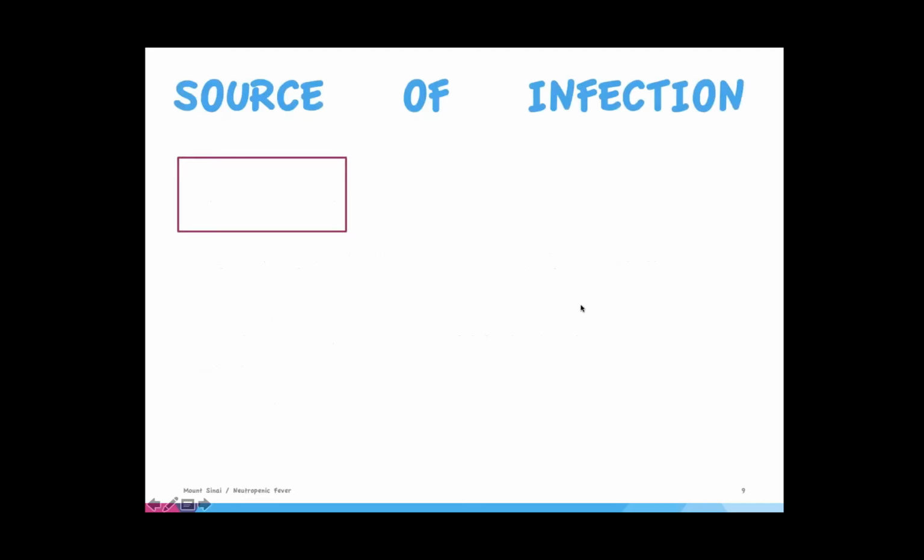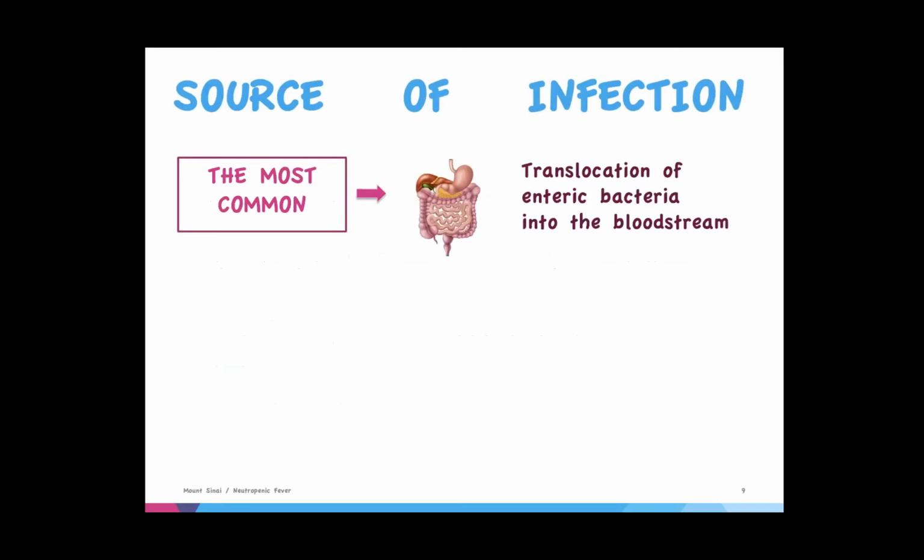And as I was saying before, the most common source of infection for neutropenic fever is actually the GI tract, because it's always full of bacteria. These patients are neutropenic, so their immune system doesn't work very well. So you have translocation of these bacteria from the intestine to their blood. And this is why it's very important, as we were saying before, to have treatment for these patients very quickly, because a lot of the infections from the intestine are gram-negative, and gram-negative can be extremely deadly.